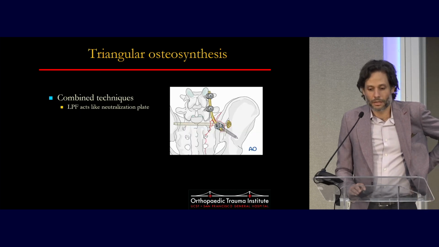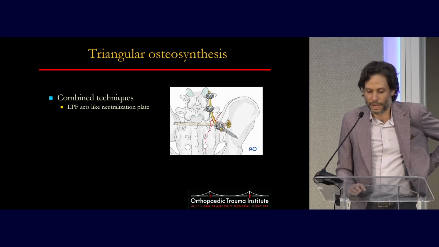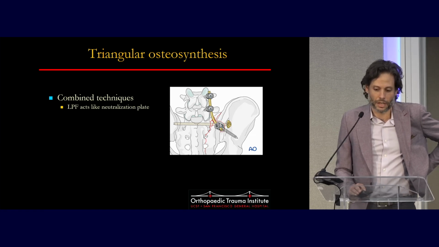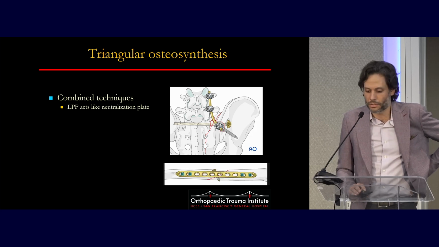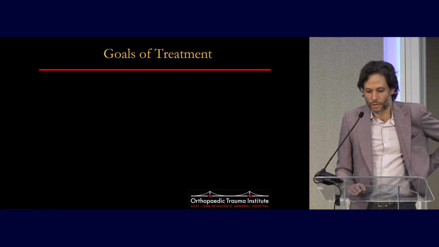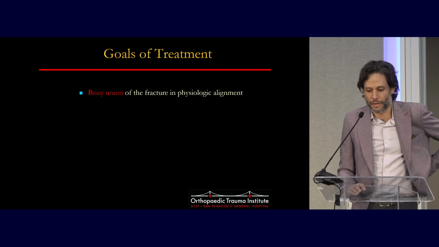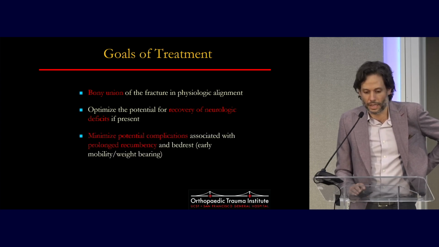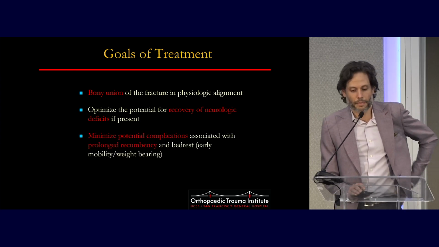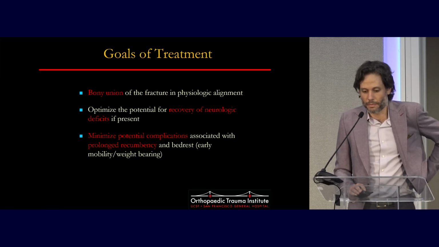And then we can combine our techniques. And so this triangular osteosynthesis, this is essentially just a lag neutralization construct, right? So just going back to our AO principles. Our goals of treatment are bony union at the fracture site in physiologic alignment. We want to optimize the potential recovery of neurologic deficits by decompressing any ongoing compression and to minimize the potential complications associated with prolonged recumbency.